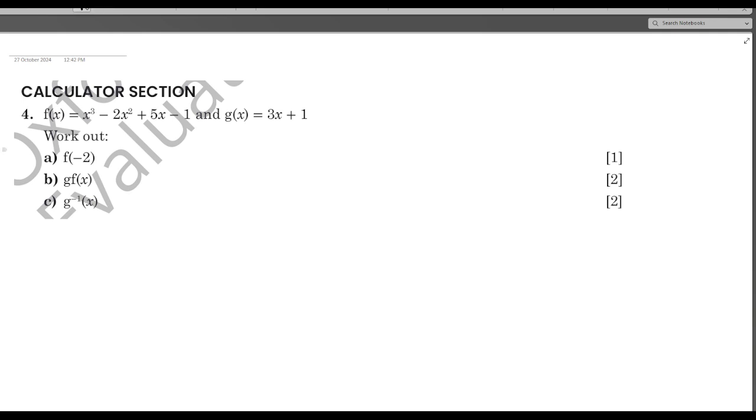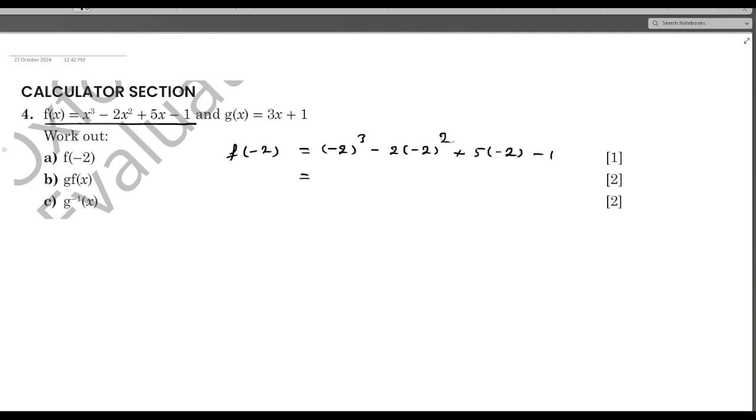Okay, now question number 4. This is the calculator section. You have to find out the value of f of minus 2. So for f of minus 2, I will consider this function f(x) and I replace x with minus 2. So this is your minus 2 cubed, minus 2 times minus 2 squared, plus 5 times minus 2, and then minus 1.